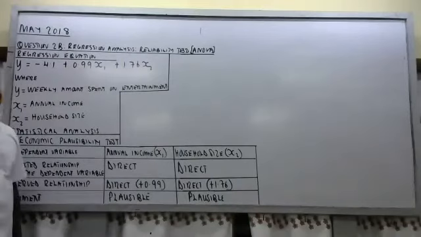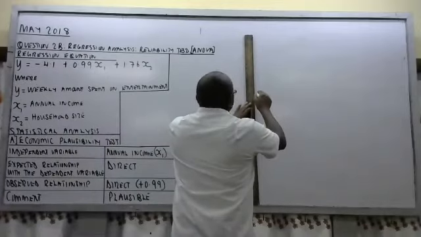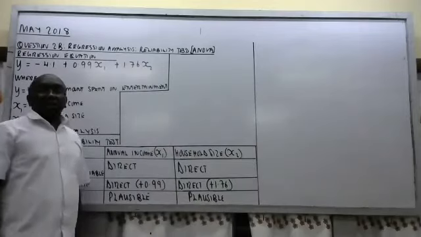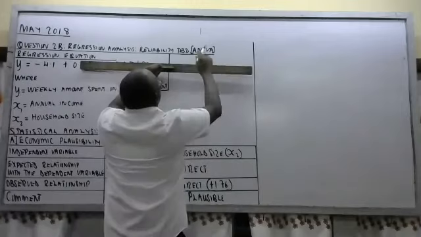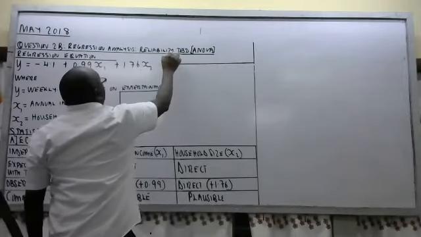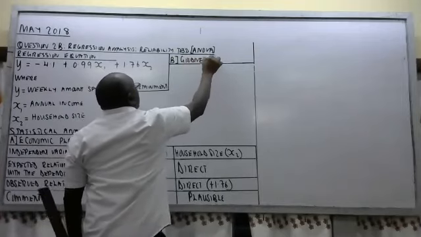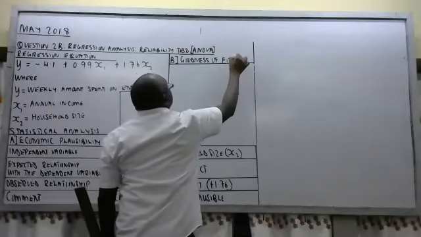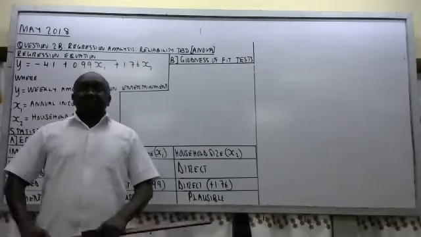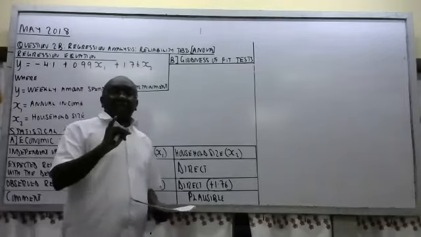So that is about the economic plausibility tests. Let us go to the second category, which is called goodness of fit tests. That is B now. Goodness of fit tests. So in the goodness of fit tests, I told you there are 6 tests.